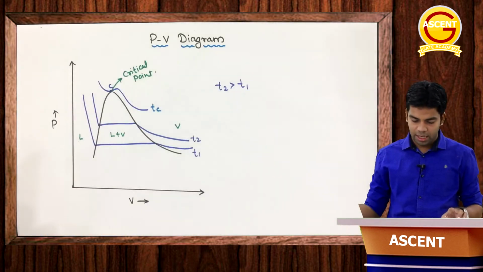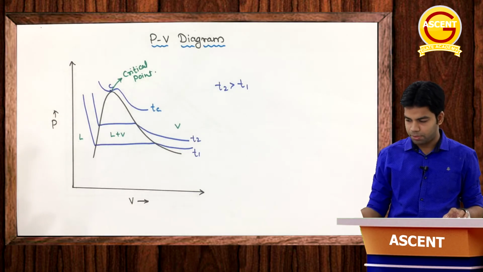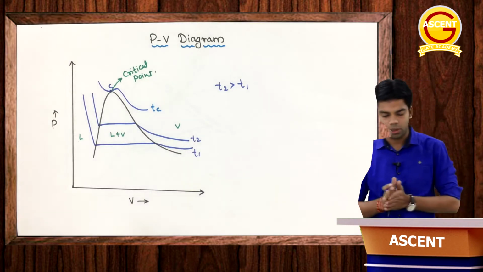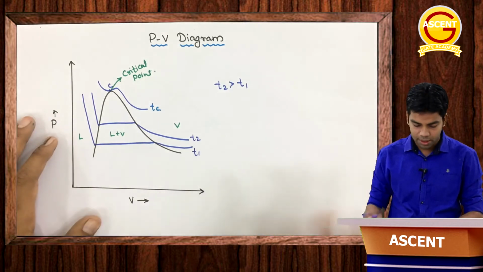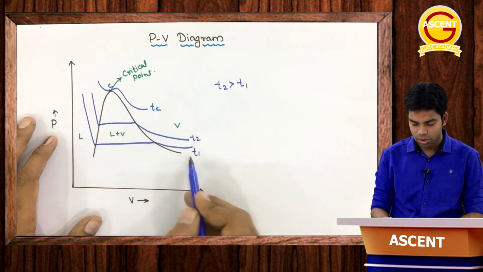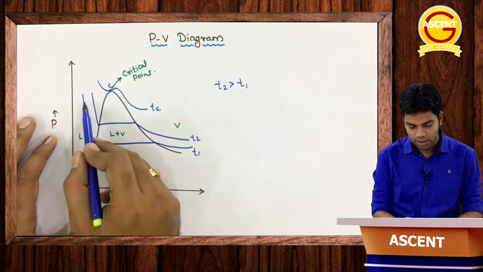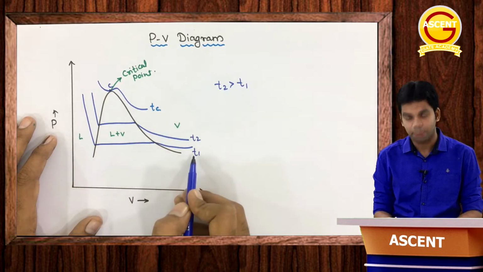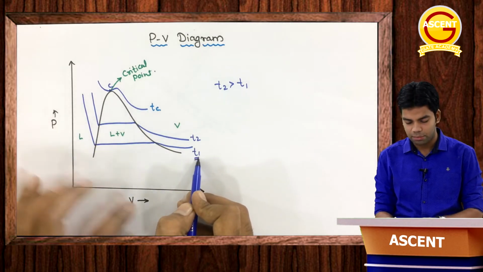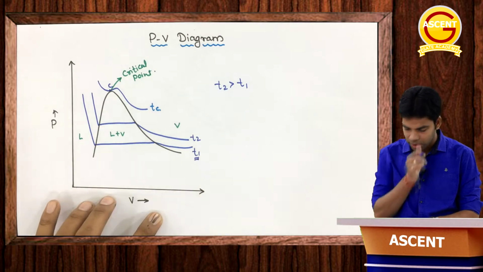Okay, next diagram is the PV diagram, pressure volume diagram. Okay, now what is this PV diagram? Here you can see in black the saturation curve. Okay, now in this purple color you can see the constant temperature lines. Constant temperature lines. Now just understand these constant temperature lines.